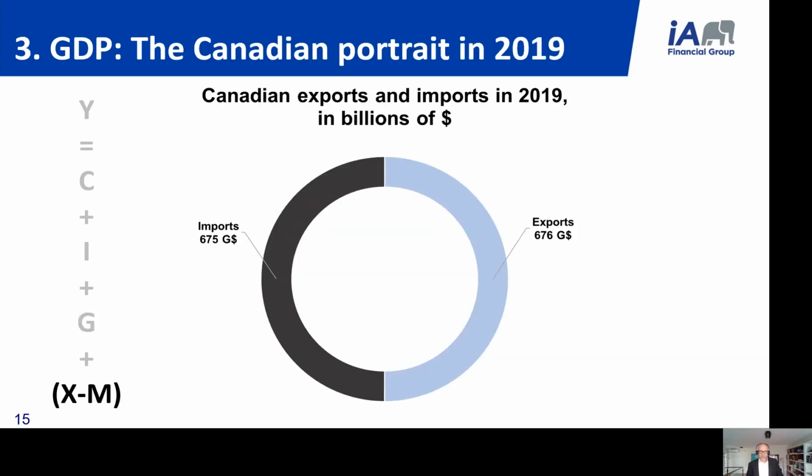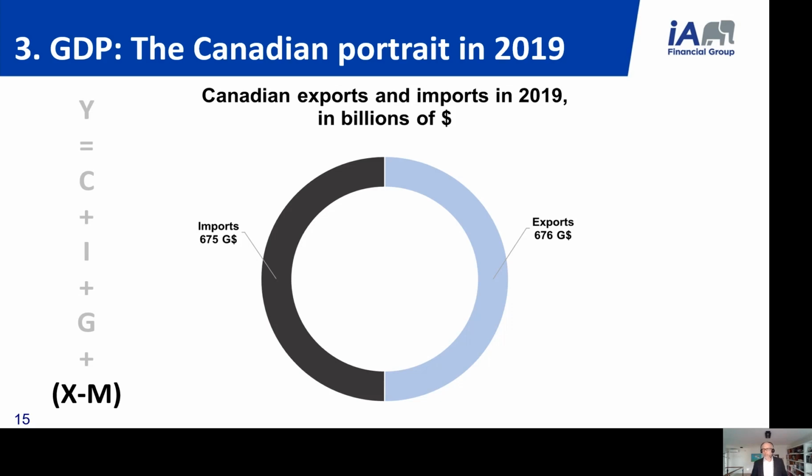And finally, the net exports. As I said, we exported $676 billion in 2019. We imported $675 billion. So the net is just $1 billion. So that's 0% of GDP, but still that doesn't mean that exports and imports are not an important part of the equation here.